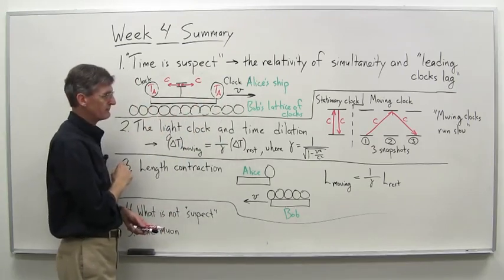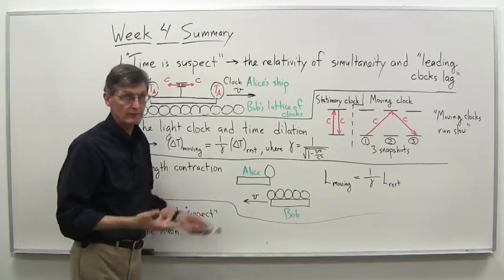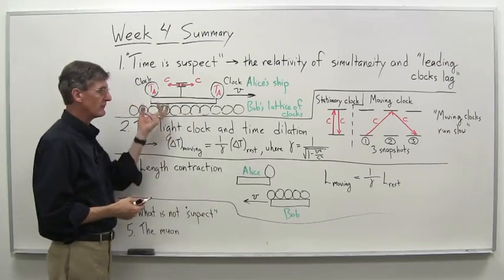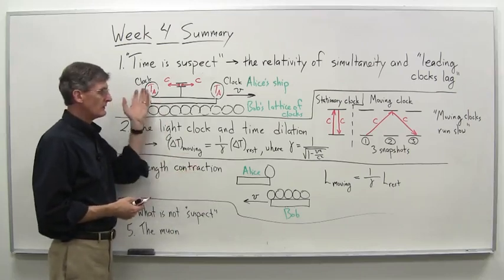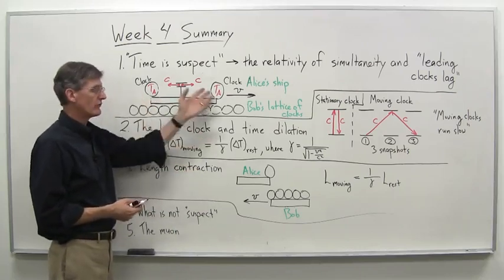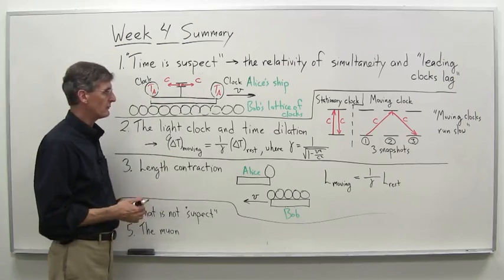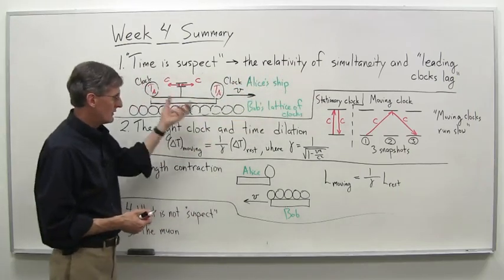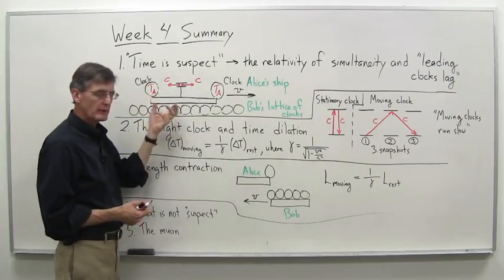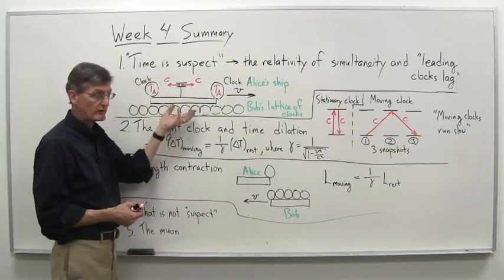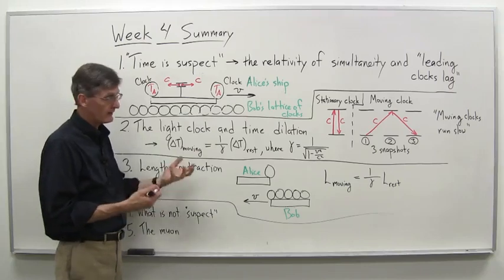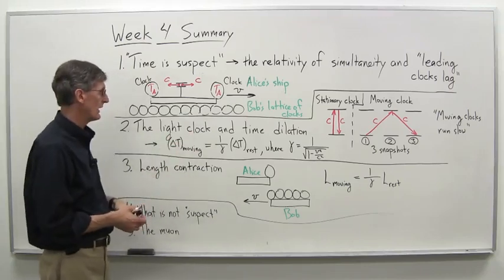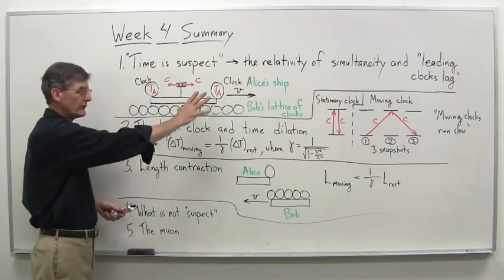And later on, actually, next week, I think it is, we'll look at that quantitatively. But for now, we can see qualitatively that leading clocks lag. And it's all based on the fact that the speed of light is the same for all observers. So you get relativity of simultaneity: what's simultaneous in one inertial frame of reference is not, in general, simultaneous in another frame of reference, and this whole idea of leading clocks lag. So that was time as suspect.